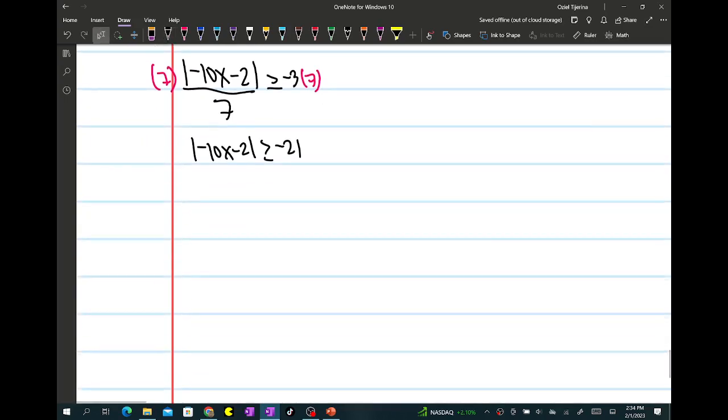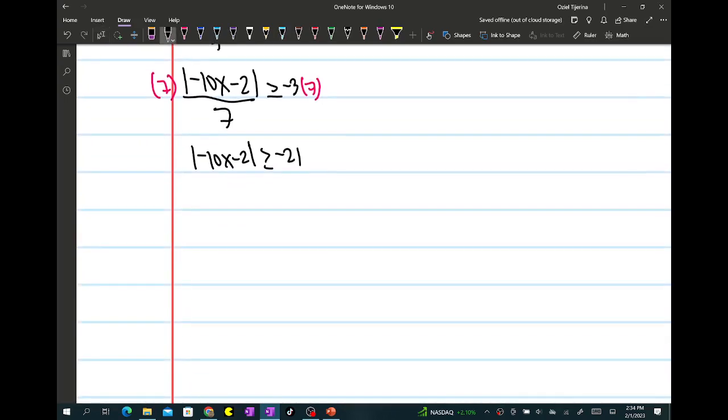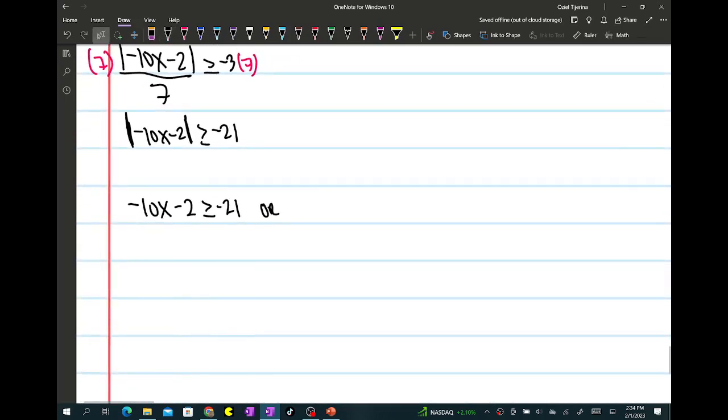So let's see. Then this is going to give me two things. The way that this would work is we would go ahead and say negative 10x minus 2 is greater than or equal to negative 21, or negative 10x minus 2 is less than or equal to negative 21. Or I'm sorry, less than or equal to 21, excuse me.